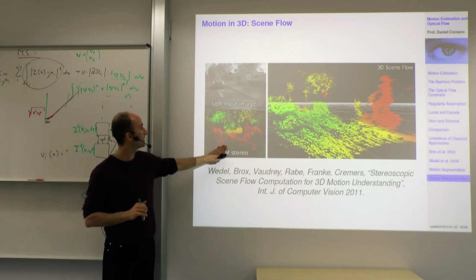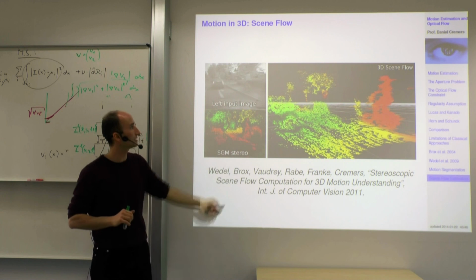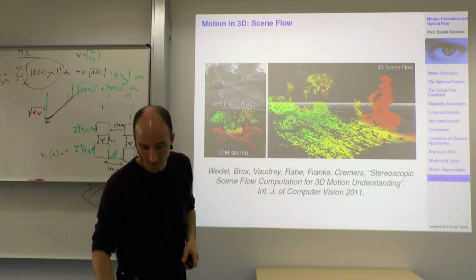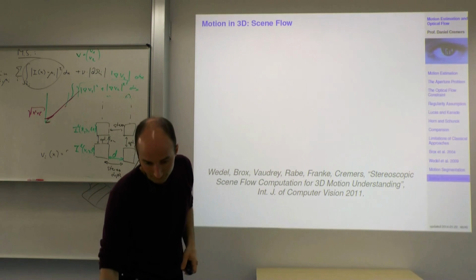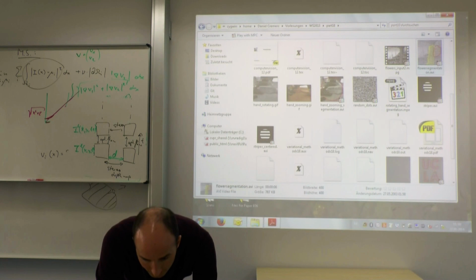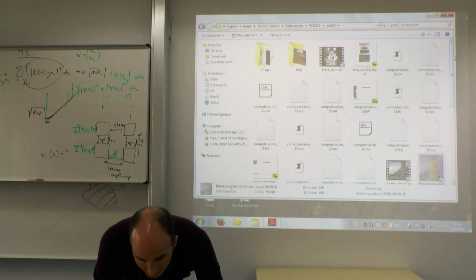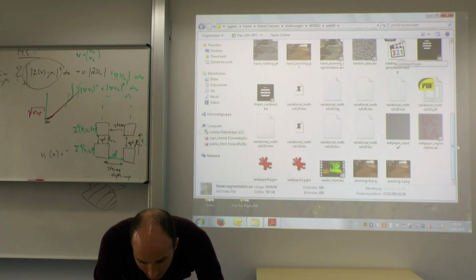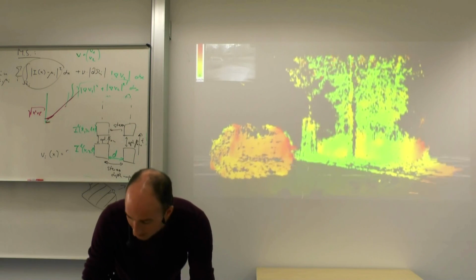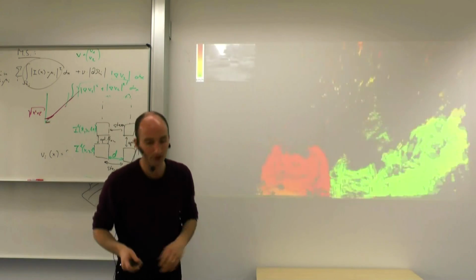This is just the stereo. Color-coded red means front and green means back. And here, this is a visualization of the 3D scene flow. Let me see if I can find the video. There's tons of videos. I'll just show this one.